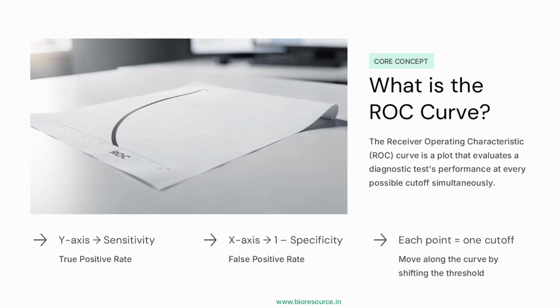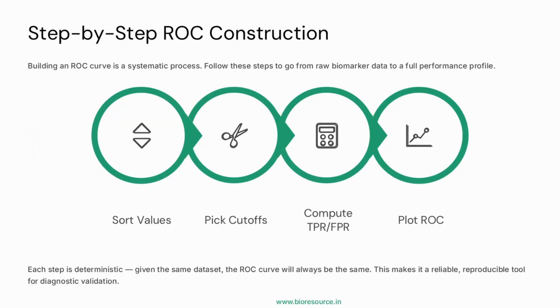Let's construct this curve systematically. Now let's see the steps for constructing the ROC curve. Sort the observations by biomarker value. Use each unique value as a threshold. Now compute true positive, false positive, true negative, and false negative, and derive true positive rate and false positive rate. And then plot true positive rate versus false positive rate. This produces a threshold independent performance curve.